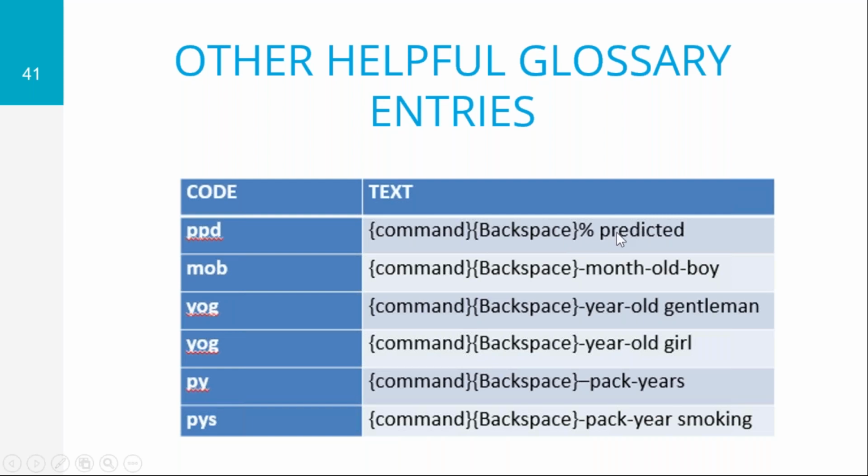So the command is taking you back, deleting the space and putting the % sign and the word predicted in there. Okay, when you've got a month-old boy, again, it's taking the blank space out and putting the hyphen in there for month-old boy. And you can see what I mean, year-old gentleman, girl, pack years smoking, that sort of thing. So it's really handy with these commands that you can work that in as well.